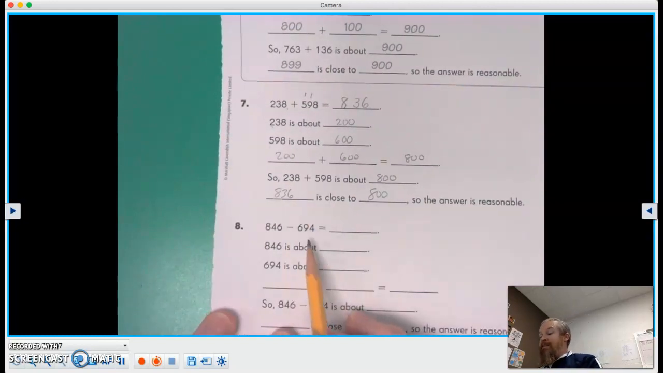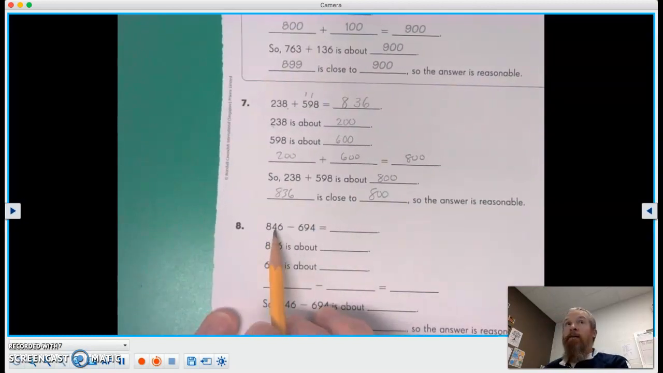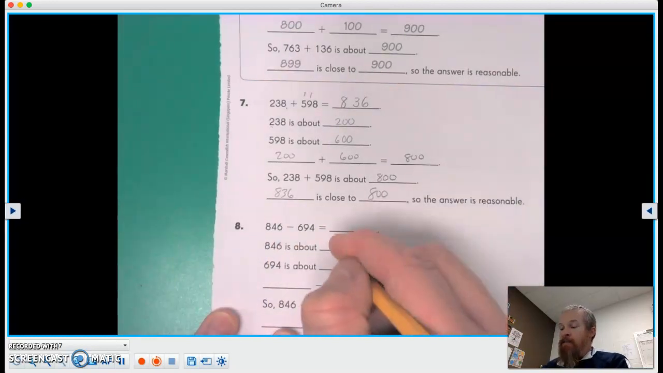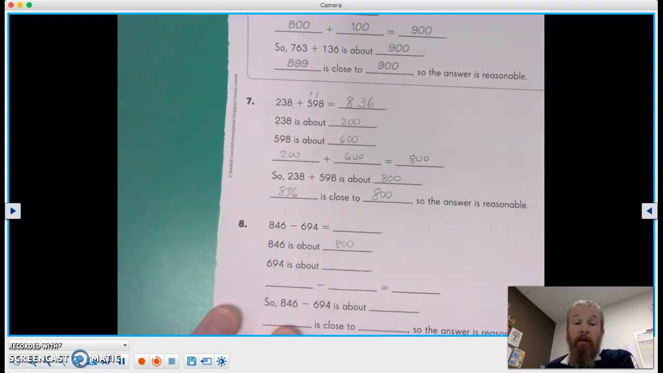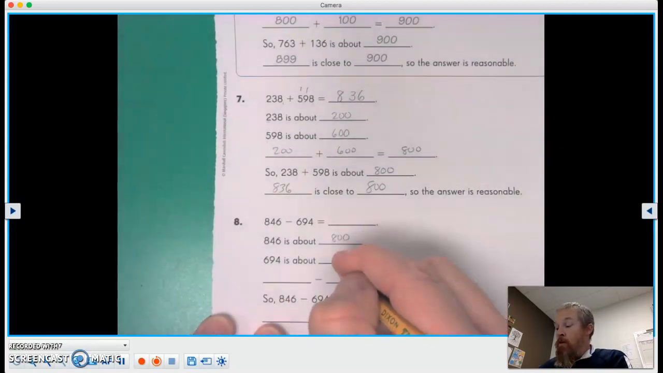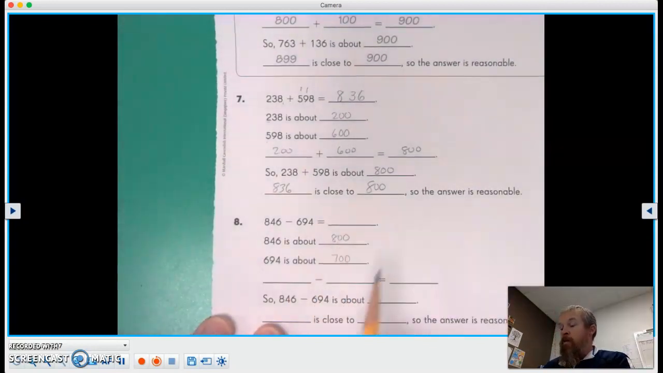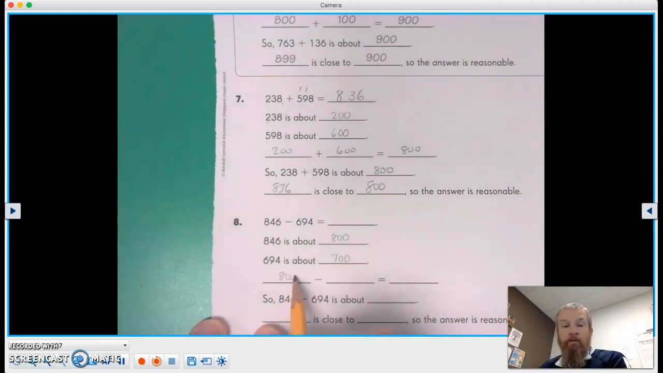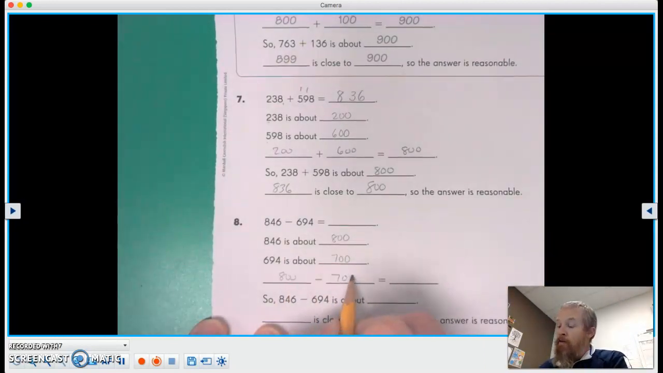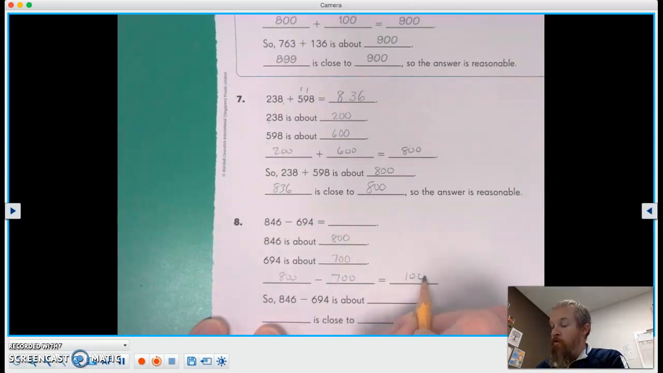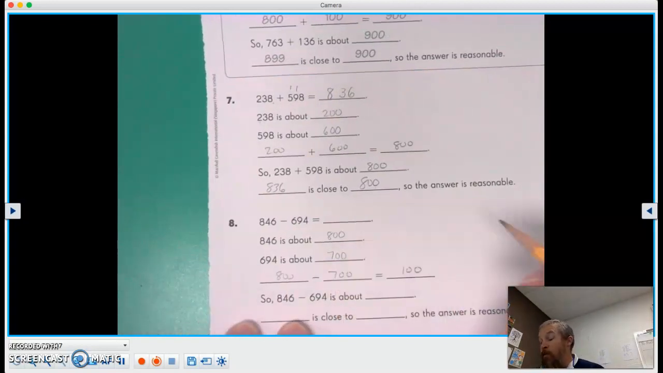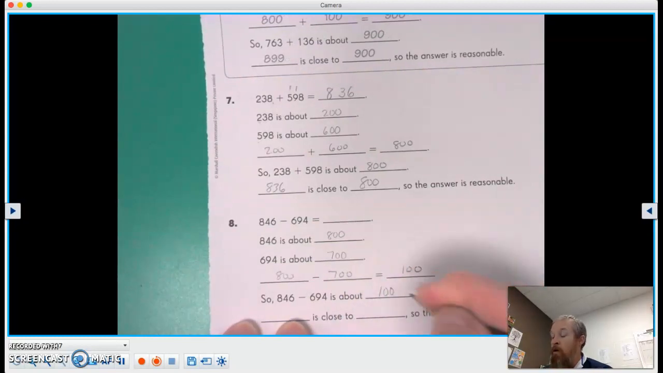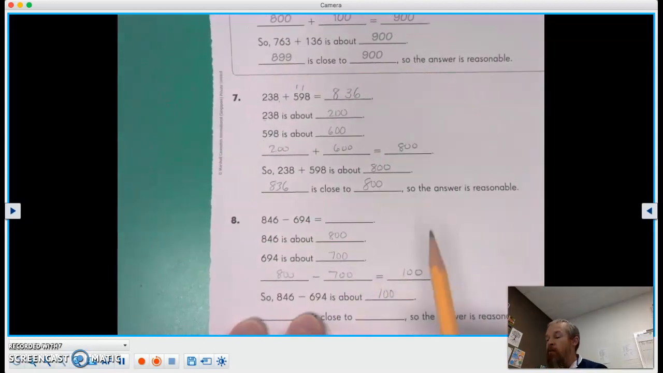846 minus 700. So 846, let's see, that's about 800, because the 4 would tell us to round down. 694 is almost 700. So 800 minus 700 equals 100. So 846 minus 694 is about 100.